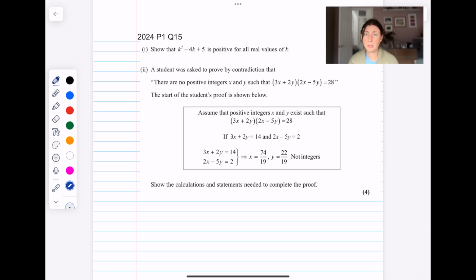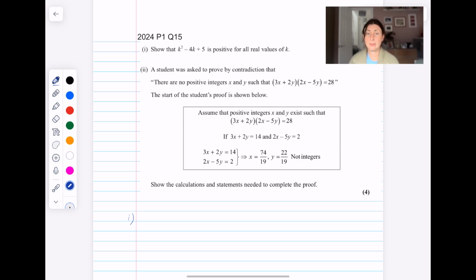2024, paper 1, question 15. Part 1 is just a 2 marker. I really like these. You do need to know how to do them though. It wants us to show that something is positive for all real values of k. There are a few ways that you can do this. You could do a sketch. I like to simply complete the square. That's the quickest way to do it, and I think the best.